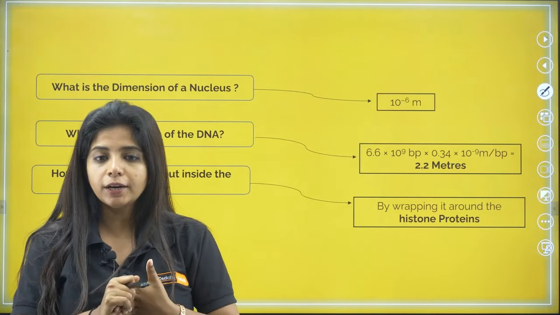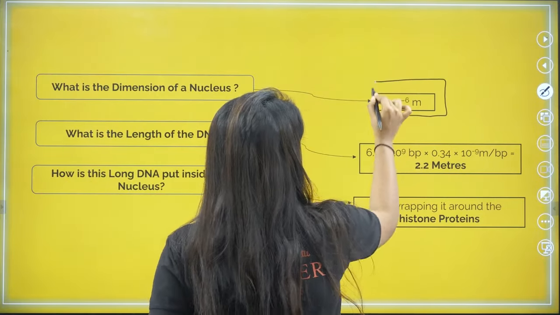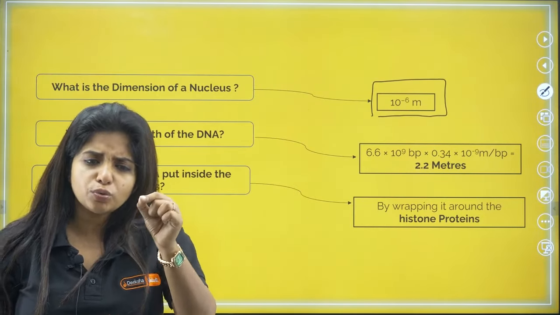Now, my dear children, over here, what is the dimension of the nucleus? It is 10 to the power minus 6 meters. 10 to the power minus 6 meters means it's very small.